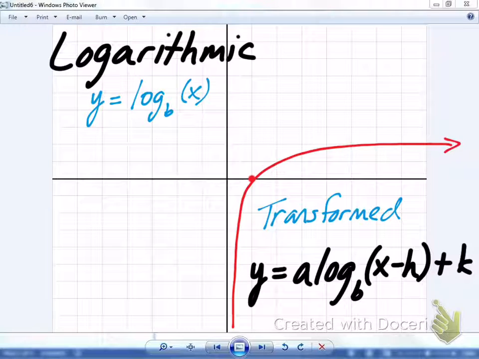The next function is logarithmic parent function. You'll see here it's the inverse of exponential. Looks like the exponential is reflected across this imaginary line, y equals x. The way that it is transformed, shown to you there at the bottom right.